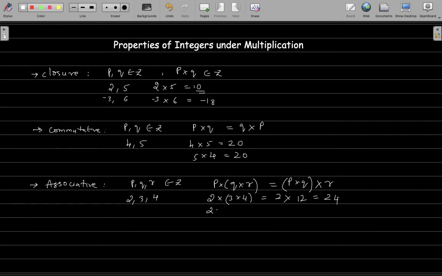Now what is (2 times 3) times 4? 2 times 3 is 6. 6 times 4 is 24. As you can see, both will give you the same result, 24. Or in other words, p times (q times r) is the same as (p times q) times r. This property is called the associative property, and we say that integers under multiplication are associative, or we say that the associative property holds good under multiplication of integers.